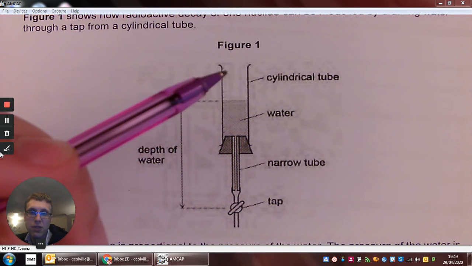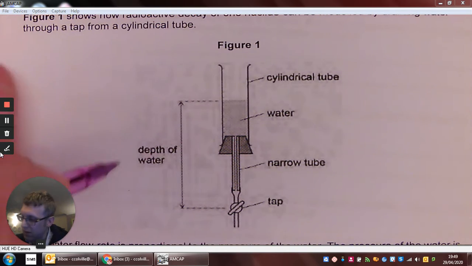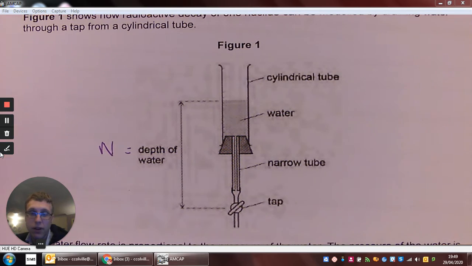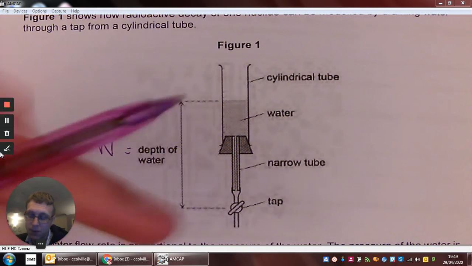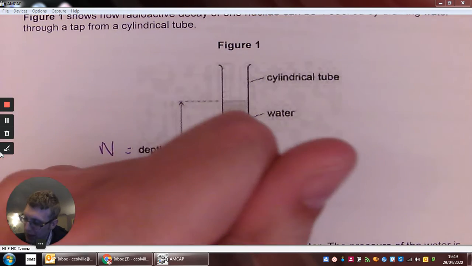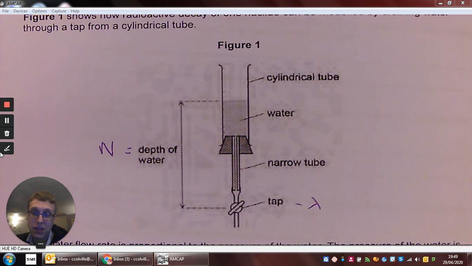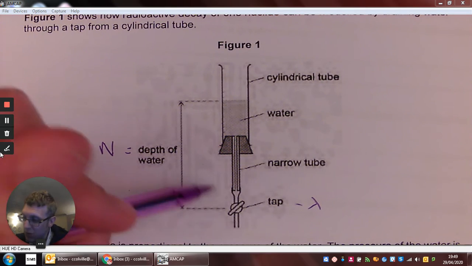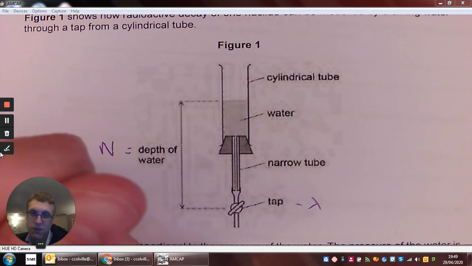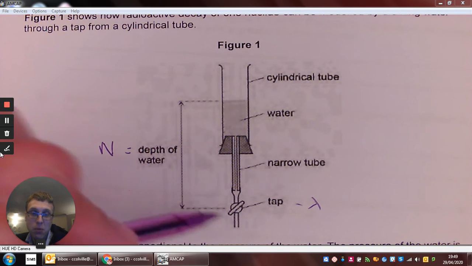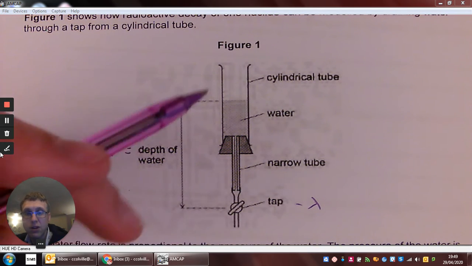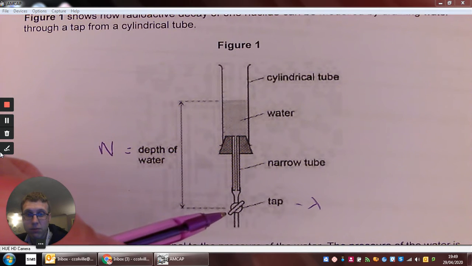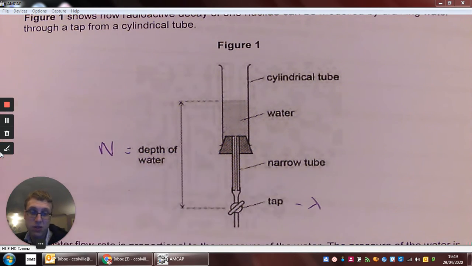So the depth of the water is equivalent to our number of nuclei. The more nuclei there are, the more radioactive decays we get. The bigger the depth of the water, the quicker the water flows. This tap is linking to our decay constant, our probability of decay. If the tap's open, it's really easy for the water to flow through, so there's a really high probability of decay, a high decay constant. If I close the tap, it's harder for the water to flow through, so there's less chance of decay, a smaller value of lambda.